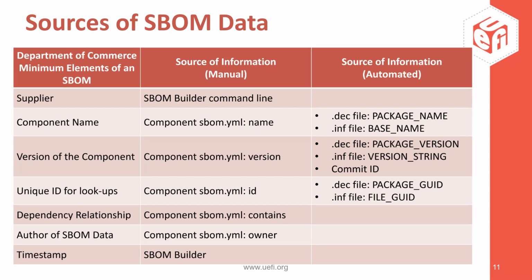The component name and version can come from the YAML file, or they can be extracted from the source tree. Like, for example, in EDK2, if your granularity is package based, there is a package name and package version. If you would like to go deeper, and if your granularity is INF based, you can use the base name and version string.